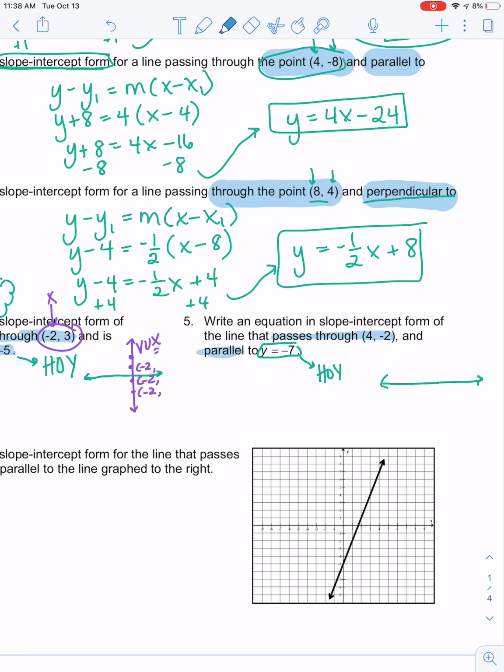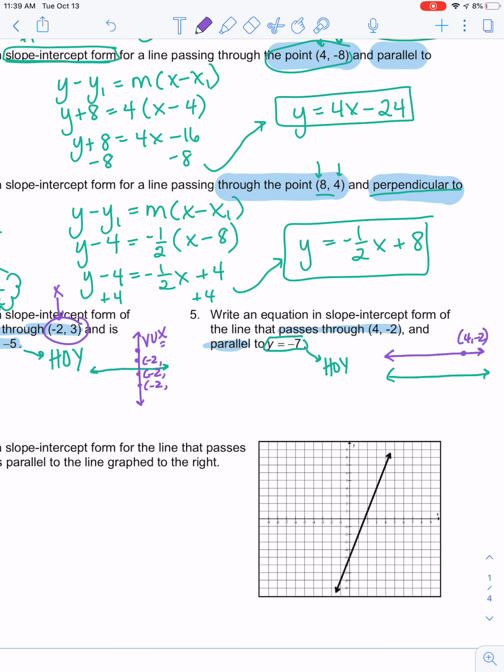And they want it to be parallel. Well, if it's parallel, that means that we're going to have another HOY. Another horizontal line. And if it's passing through the point 4, negative 2, well, that means for this HOY, the equation has to be y equals, I'm going to look at the y value, right?